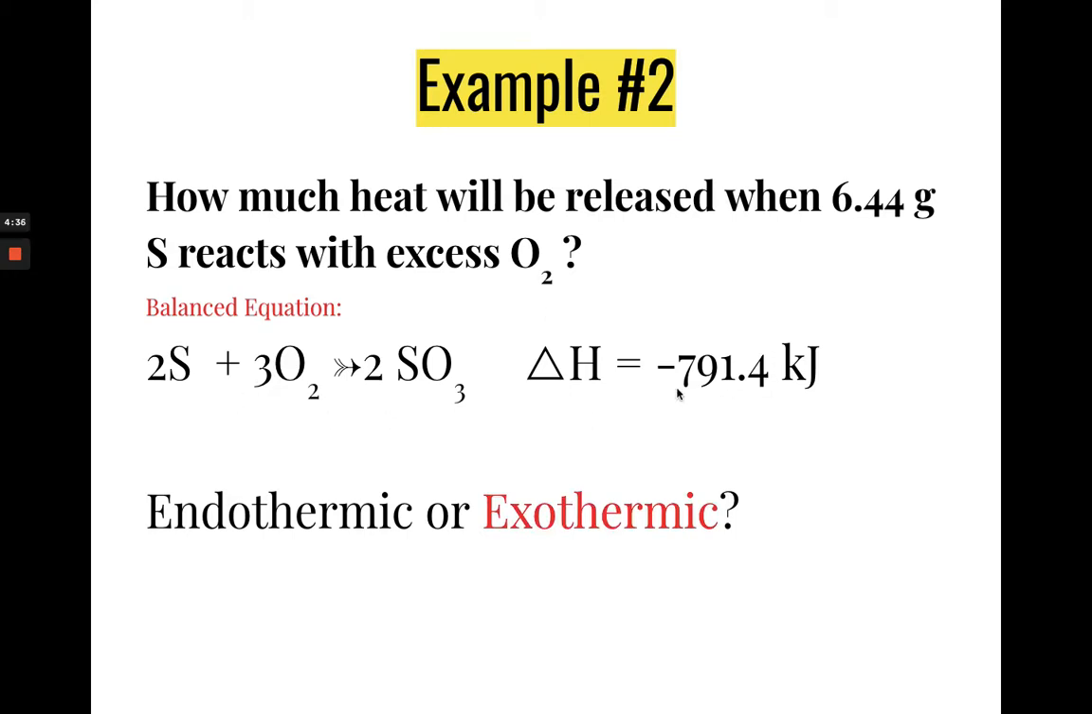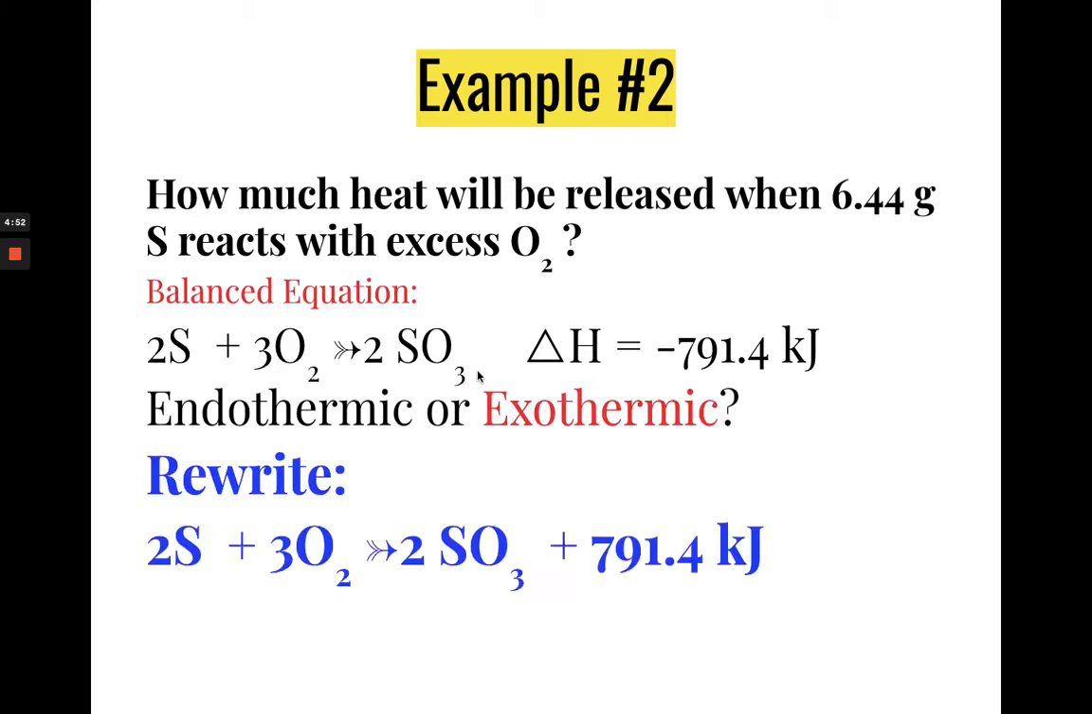Now we can rewrite this, remembering that this sign here just tells us the direction. It's not like it's different than positive 791.4 kilojoules. It's the same amount. It's just whether it's being released or absorbed and where it will go in the balanced equation. So I can rewrite this exothermic reaction like this. 2 sulfurs plus 3 oxygens give us 2 sulfur trioxides plus 791.4 kilojoules. And again, that takes into account the negative sign, showing that it's on the product side and being released. So let's see if we can do the problem now.